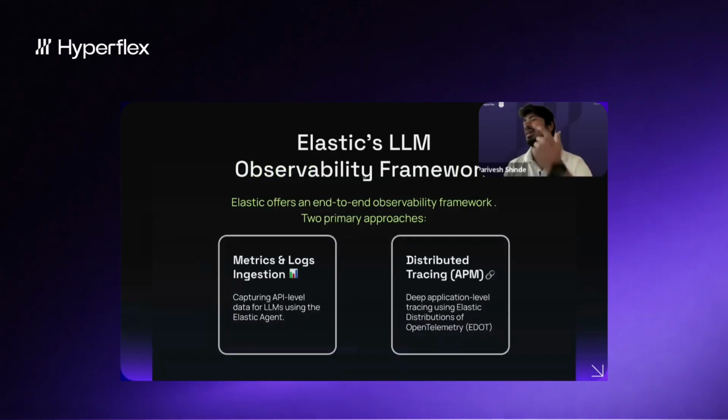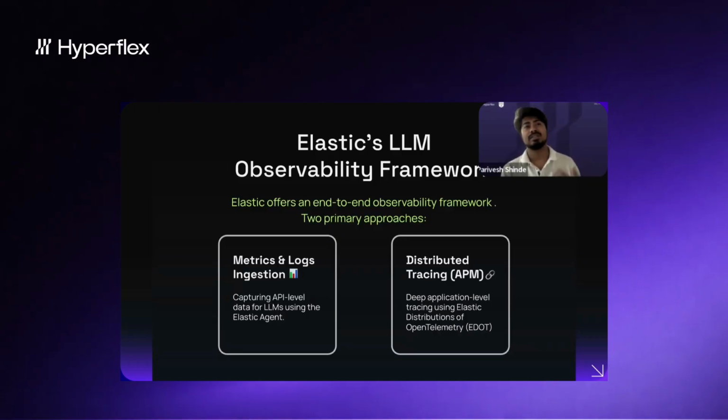Now, this is the main part and the main agenda of this session: what Elastic has to offer in terms of LLM observability. There are two things that you can observe. First is metrics and logs. It's not the metrics and logs of your system. We have already seen that for a very long time. You can have your servers, your VMs, your machines observed using Elastic agents and beats. But now you can have the metrics and logs of your LLM providers as well.